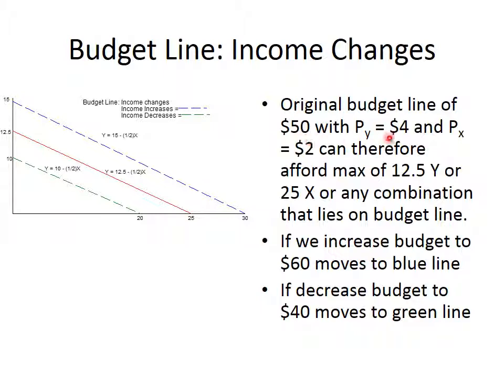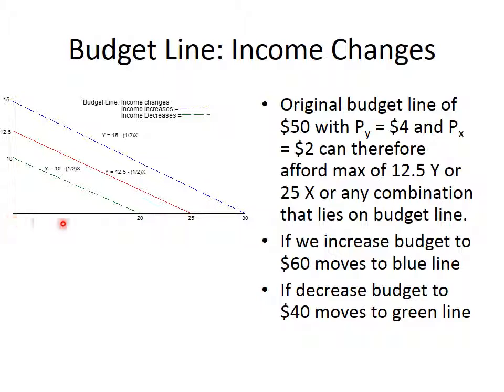The price of Y is $4. So the maximum number of Ys that I can purchase is 12.5. 12.5 times 4 is $50. That attaches my budget line up here. Now what that means is that if I spend all of my money on Y, I can buy 12.5 and I can buy 0 X's.